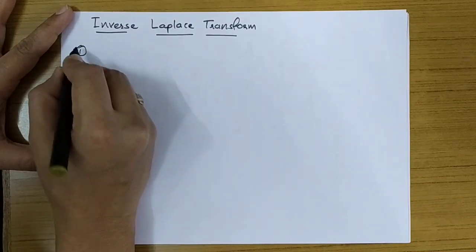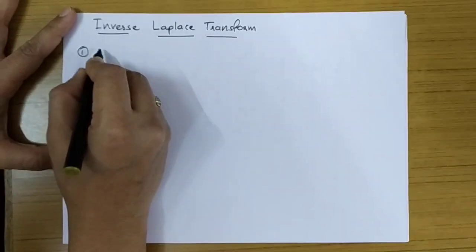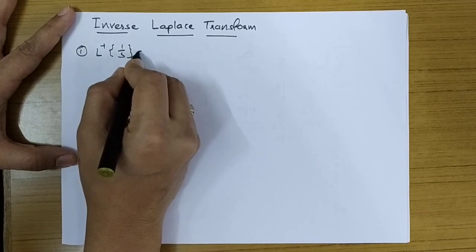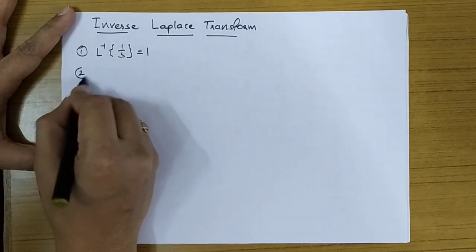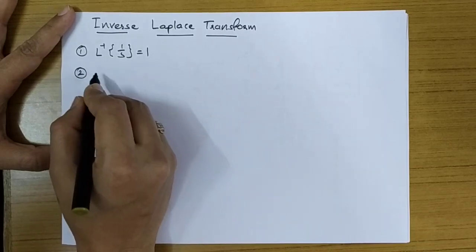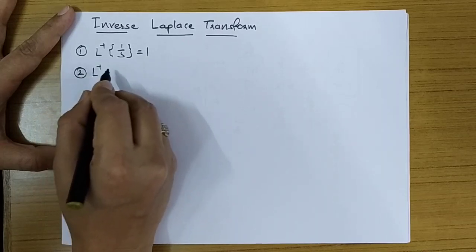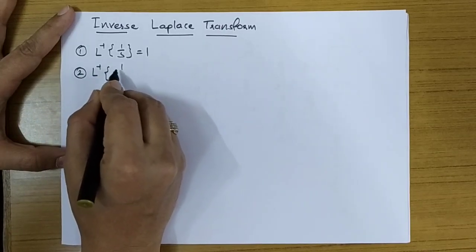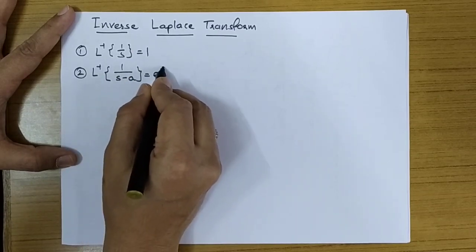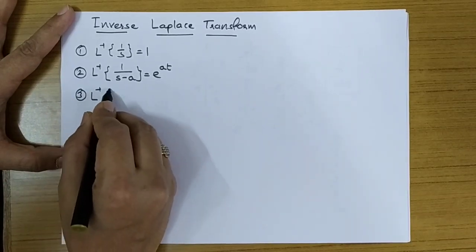So the first formula of Laplace transform was: Laplace transform of 1 is 1 by s. So here you can write inverse Laplace of 1 by s is 1. Right? Second formula. What was the second formula of Laplace? L of e raised to at is equal to 1 upon s minus a. So for inverse Laplace you can write L inverse of 1 upon s minus a is equal to e raised to at.